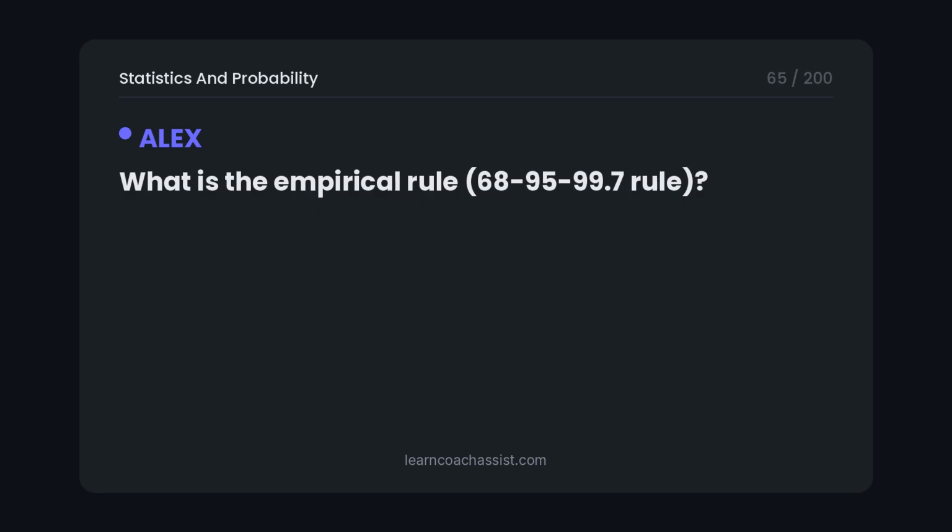What is the empirical rule, the 68-95-99.7 rule?